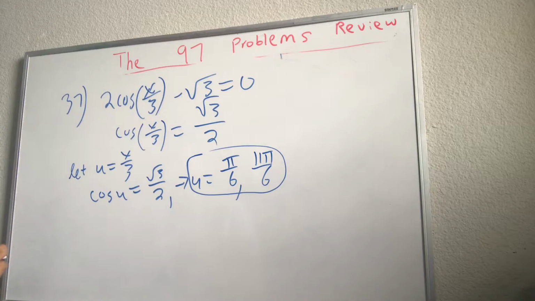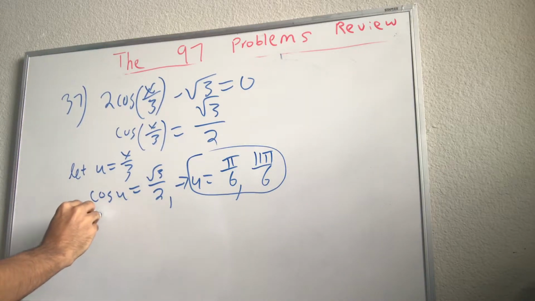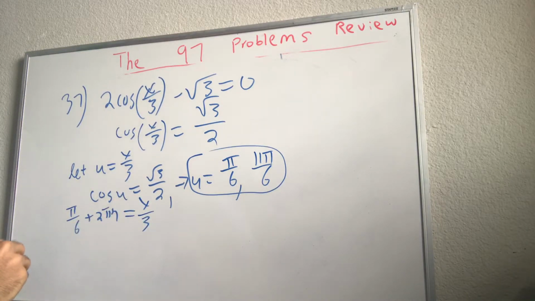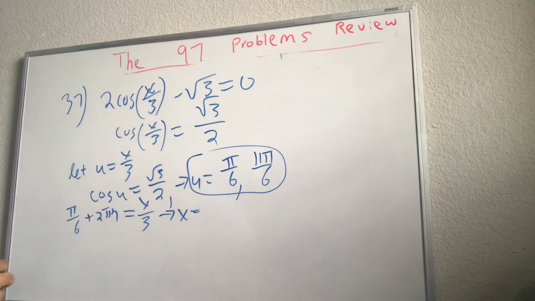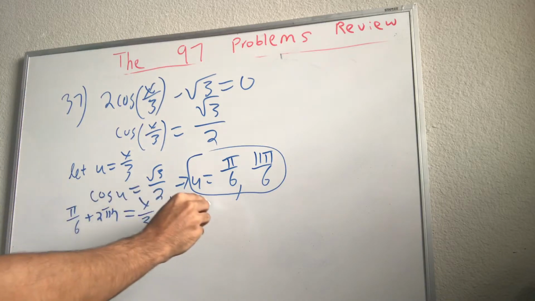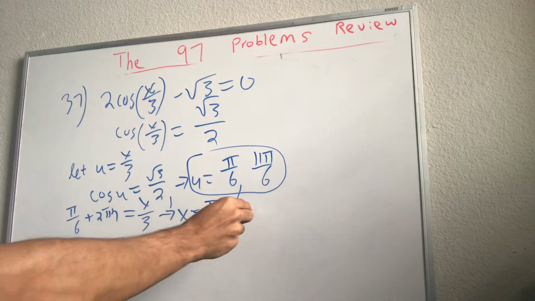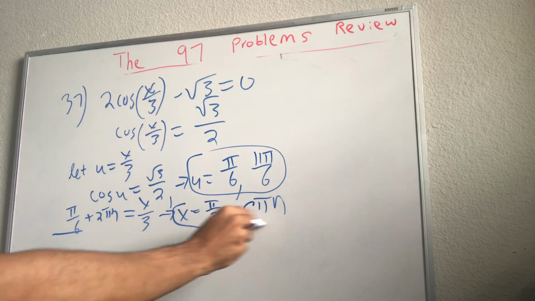Now, going back, we can further deduce that pi over 6 plus 2 pi n must equal x divided by 3. And so x is just equal to, we're multiplying both of these values, pi over 6 and 2 pi n, by 3. So we're left with x is equal to pi over 2 plus 6 pi n. So this is what we have for x.